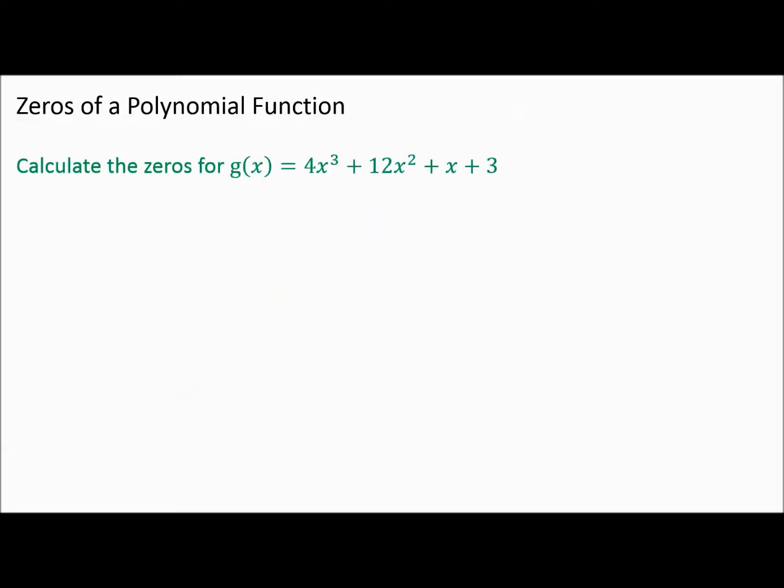Next problem, calculate the zeros for this function g of x. Again, the very first step when it says calculate zeros is to set the function equal to 0. So I replace the g of x with 0, and I am just recopying the polynomial. Our next step would be to attempt to factor it. Now, this is a degree 3. So you remember we should expect 3 zeros when we get finished with this problem.